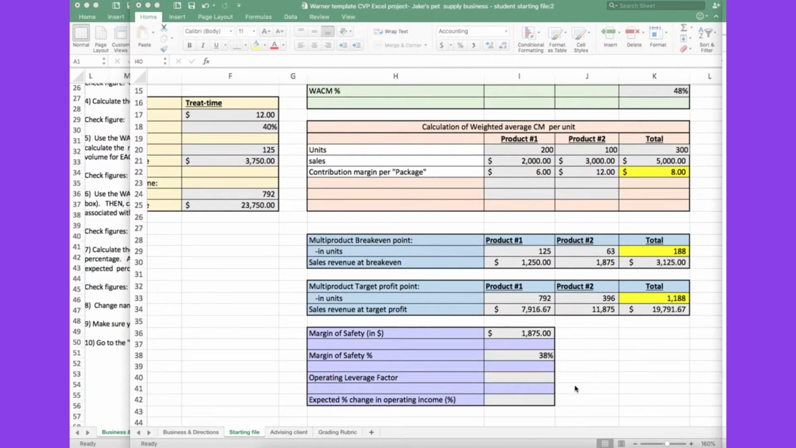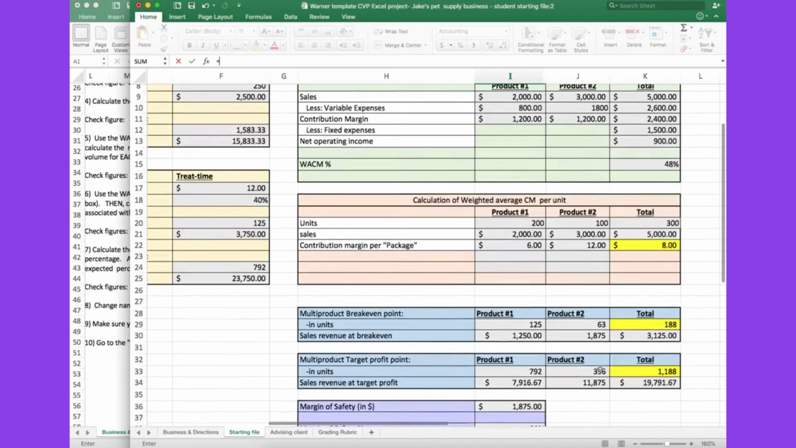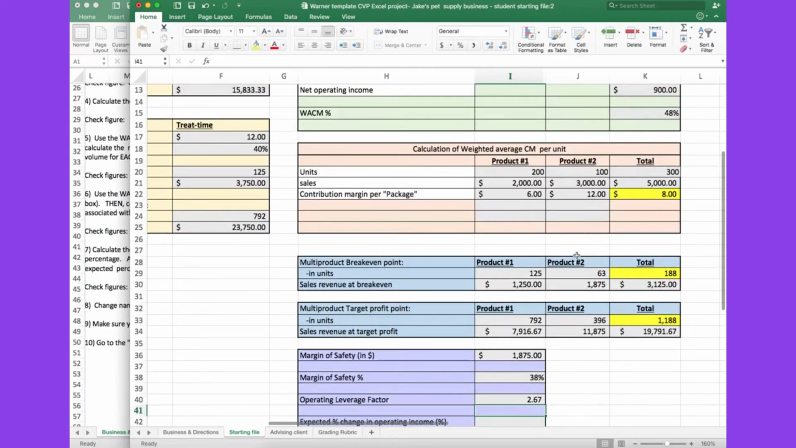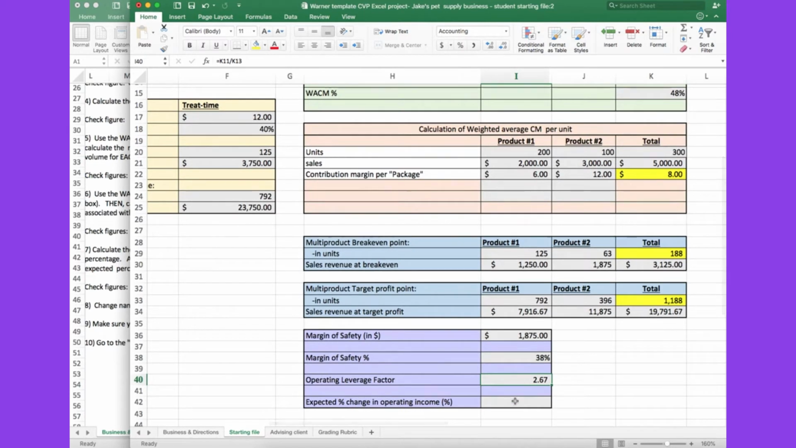So operating leverage is defined as your contribution margin at a given level of sales over the net operating income at that level of sales. So let's go pick those numbers up from our pro forma income statement up here. So here's our contribution margin of 2,400, and our net income at that level, or our profit at that level, of 900. So our operating leverage factor is 2.67 at our expected level of sales for next month.